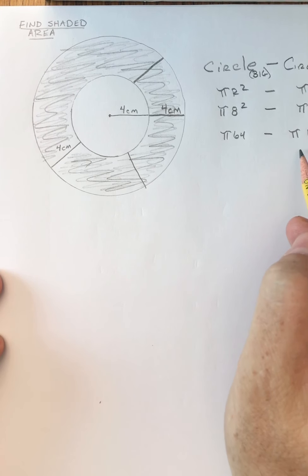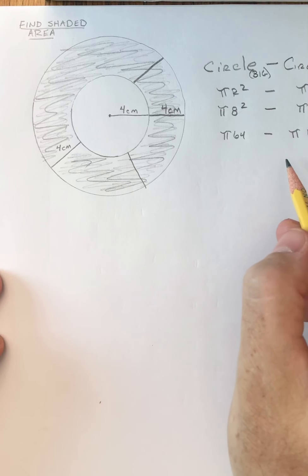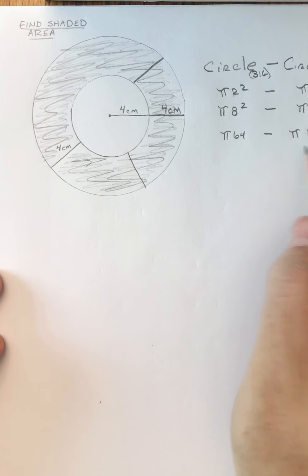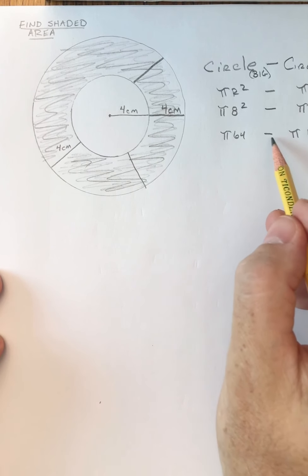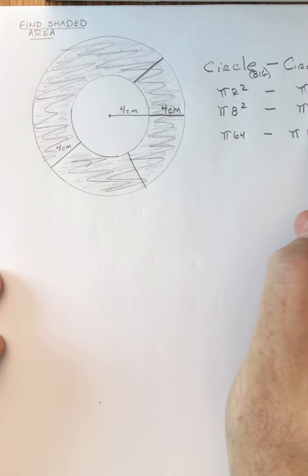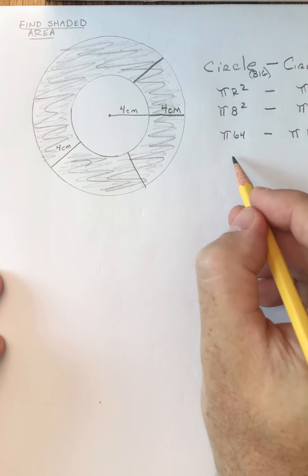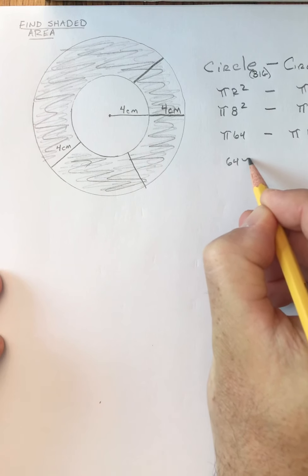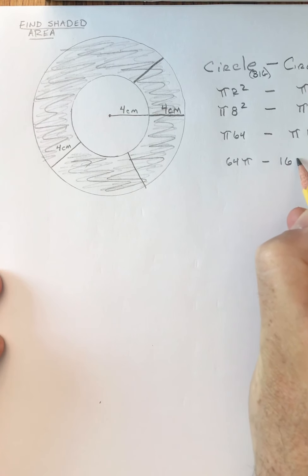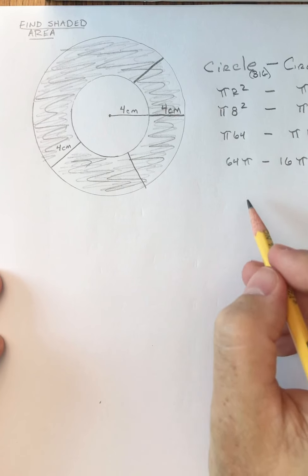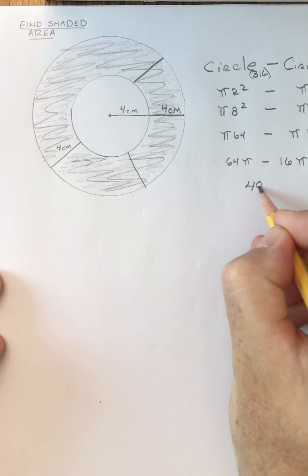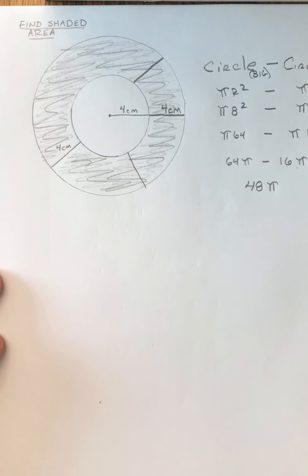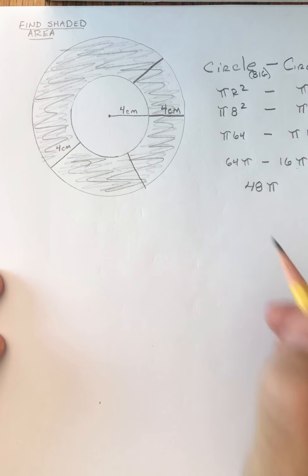This is how I always do it before I go to the calculator. You can put this right in the calculator if you want: 3.14 times 64 minus 3.14 times 16. But I like to think of it like this. This is 64 pies, and this is 16 pies. If I take 64 pies and take away 16 pies, that's 48 pies. And from there, I can just put that in a calculator.